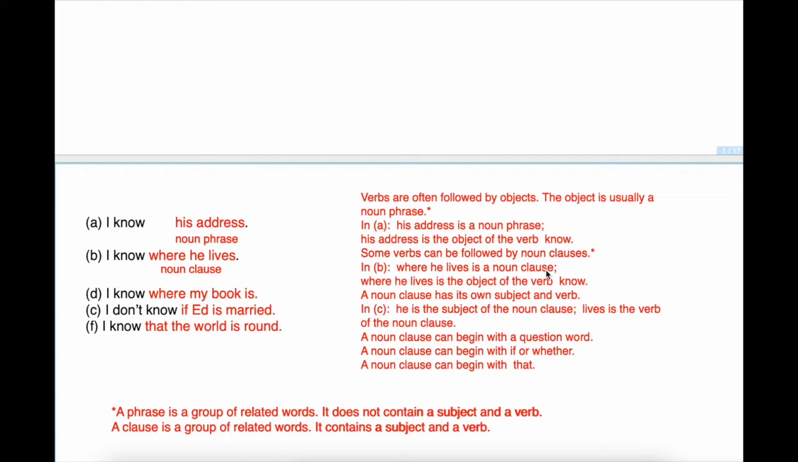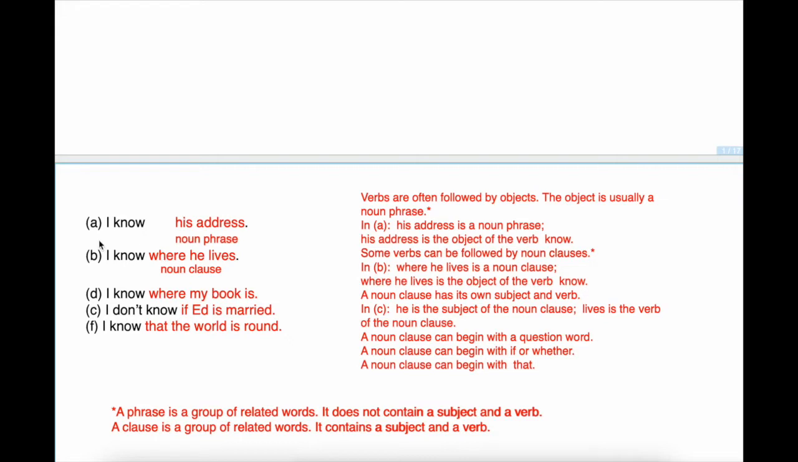Hello friends, in this course we will study noun clauses. In English, most of the time verbs are followed by objects. The object is usually a noun phrase. And there is a difference between a noun phrase and a noun clause.